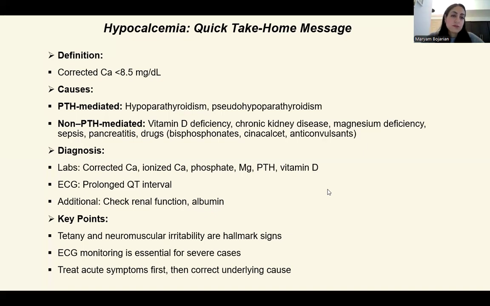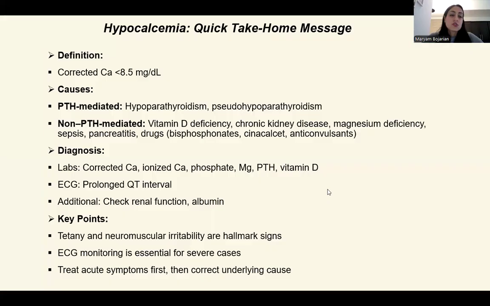pseudohypoparathyroidism. And non-PTH mediated means that you have a low calcium level, and at the same time you have low vitamin D or vitamin D deficiency, chronic kidney disease, low magnesium level, pancreatitis, or medications, that we talked about before.